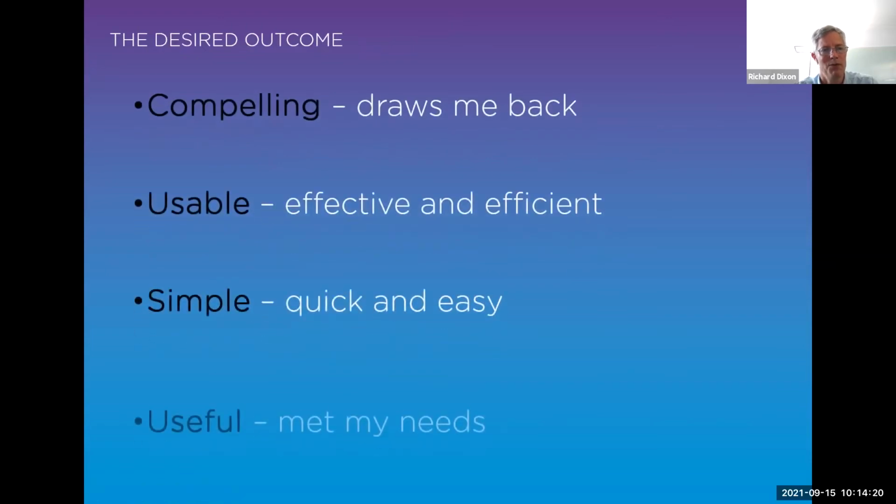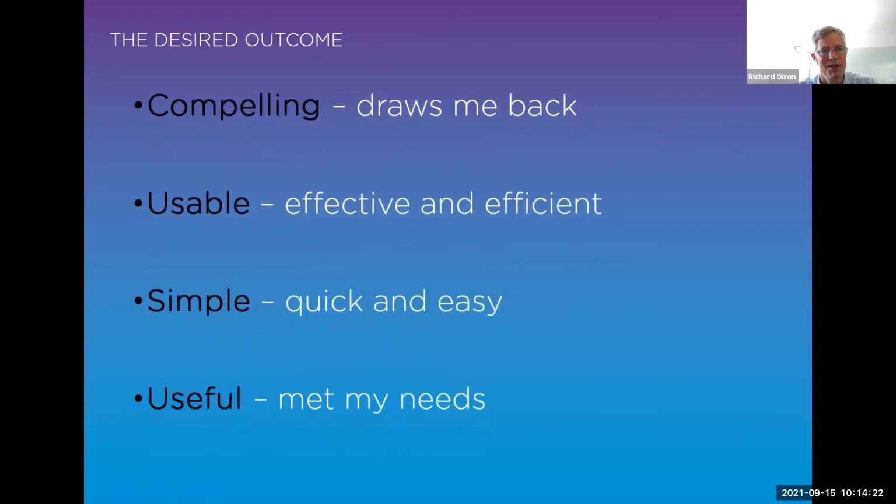So the desired outcome onto these four things: it's compelling, it draws me back, makes me want to explore a bit further. It's usable, i.e. effective and efficient, as we talked about before. It's simple, and I think this is one of the things we'll pick up today. We won't steal Dan's thunder, but this is definitely one of the trends. It's quick and easy to do what it is that you want to do. And at the end of the day, it met my needs. I got what I needed to do. I completed the task I wanted to do, and so on.